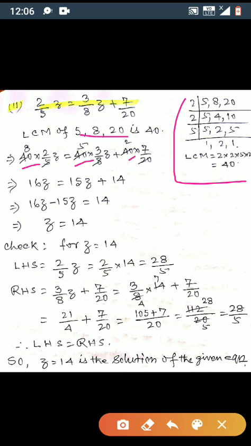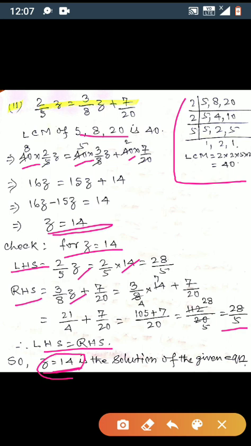So it can be written as 40 multiplied by 2 by 5z = 40 multiplied by 3 by 8z + 40 multiplied by 7 by 20. Now 5 eights are 40, 8 twos are 16z = 8 fives are 40, 5 threes are 15z, 20 twos are 40, 2 sevens are 14, plus 14. So now 16z = 15z + 14. Here the fractional terms are removed, so it can be written as 16z − 15z = 14. Therefore z = 14.